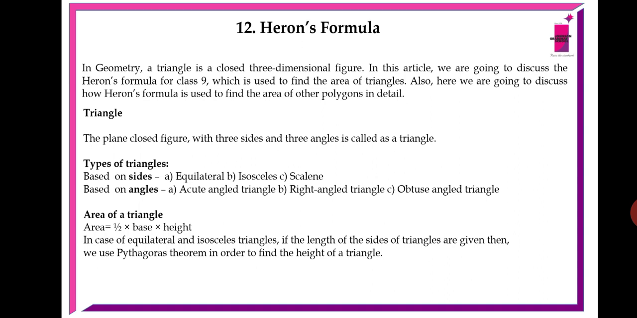So, area of a triangle. Generally, to find the area of a triangle, we use half into base into height, or we can call it half of the product of base and height. So, in the case of equilateral and isosceles triangles, if the lengths of the sides of the triangle are given, then we use Pythagoras theorem in order to find the height of the triangle.